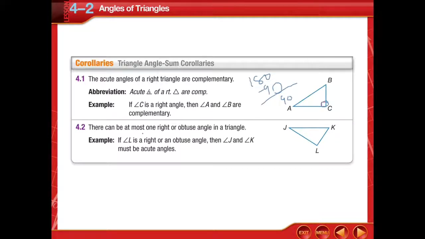There can be at most one right or obtuse angle in a triangle. Well, if this is a right angle, and there's another right angle, 90 plus 90 is 180. Even if you say 1 degree for the third angle, that's more than 180. If an angle is obtuse and it's 91 and 91, well, that right there is more than 180, so there would be too many degrees in the triangle, therefore it would not be a triangle.